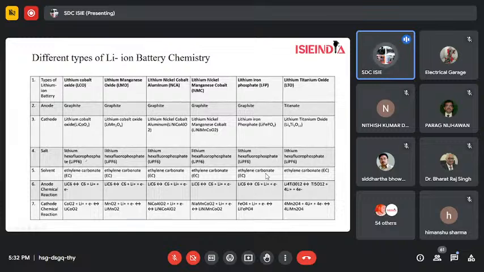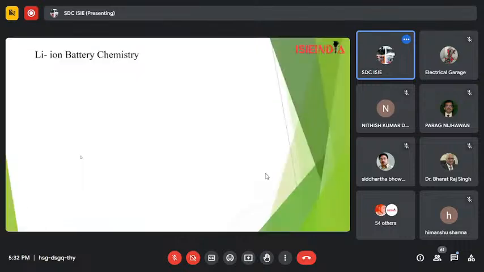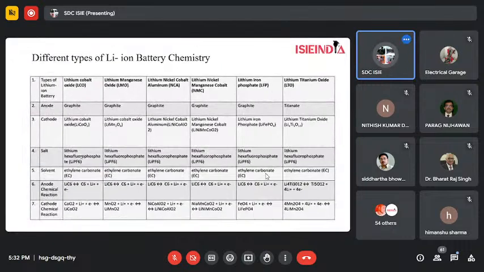The salt which has been used is lithium hexafluorophosphate, LiPF6. This is the salt, and the solvent in which it gets dissolved is ethylene carbonate, EC. The anode chemical reaction will be as follows: lithiated carbon, LiC6, will get converted into carbon, C6, and lithium ions plus electrons.